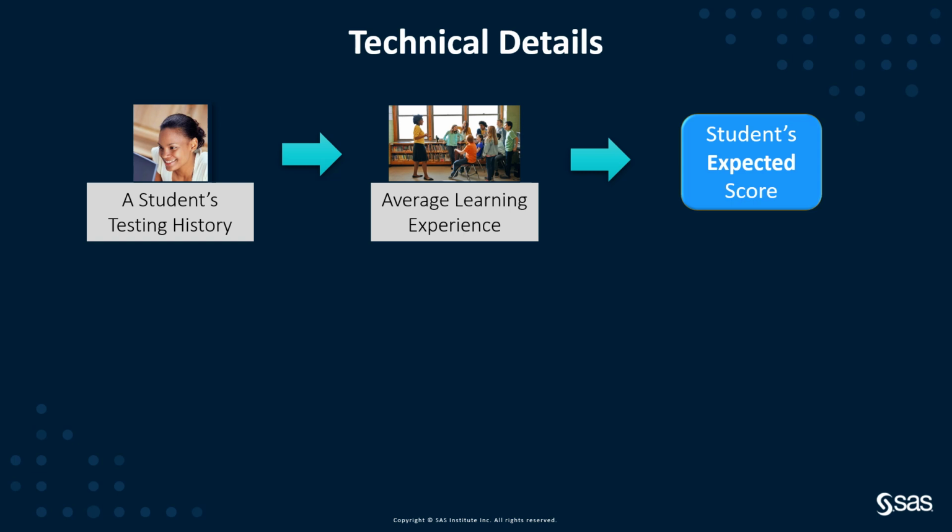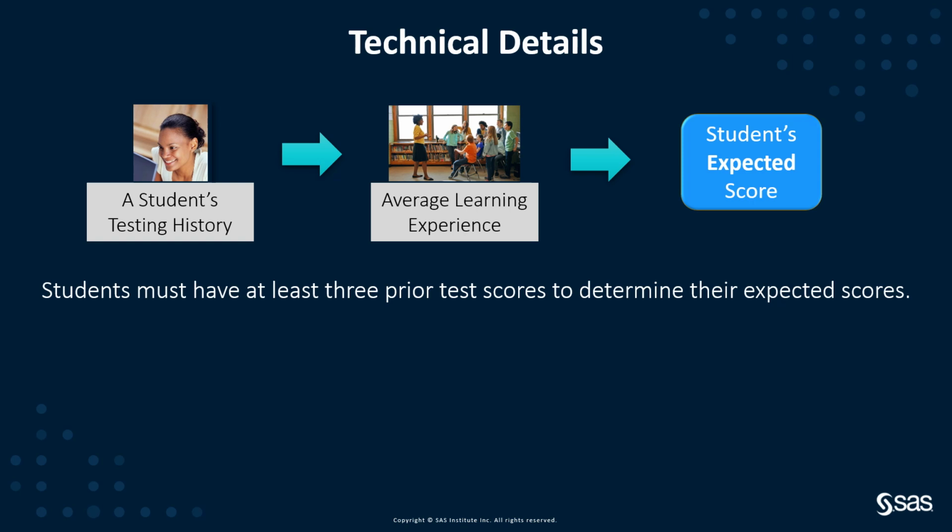Now, keep that in mind, and let's consider some technical details. A student's entering achievement informs their expected score for the selected assessment. An expected score is simply what we would reasonably expect a student to score if they made typical progress given an average learning experience. Remember that the expected score is generated by looking at each individual student's testing history.